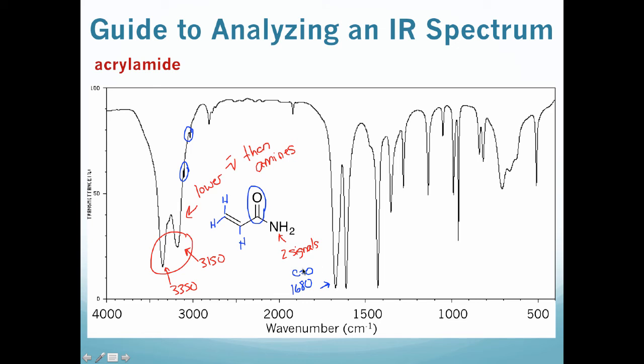Because it's in conjugation, it's slightly lower than you might expect, but in general, amides are at the low end anyway. Another thing that we can point out in the spectrum is the carbon-carbon double bond stretch right around 1600 wave numbers. And that is lower than expected, again because of conjugation. This double bond has some single bond character, lowering its stretching frequency.